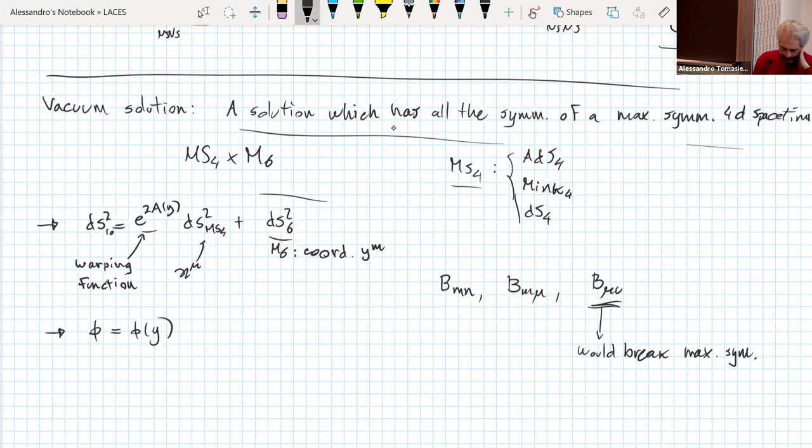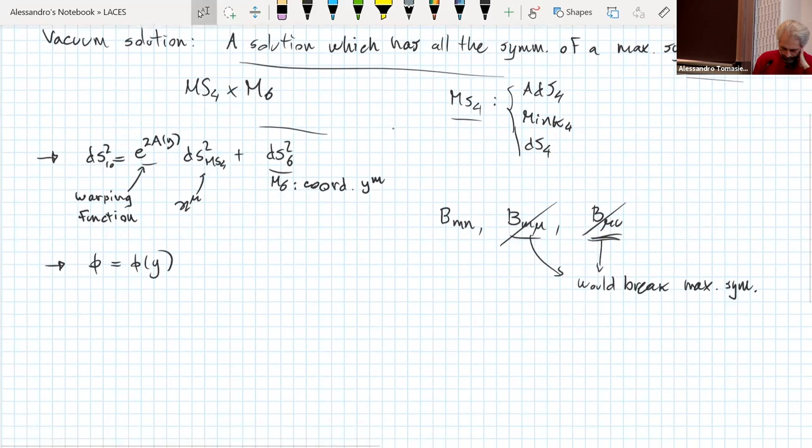It's easy to convince yourself of this in the Minkowski case, but also not so hard to see it in AdS, for example. Quite trivially, if you had, say, a B which only has components B12 and not B13, it would immediately break the symmetry under rotations. And same here. Because this would be seen in four dimensions as an object with a single index, so it would be a one form or a vector field. And there's, once again, no vector field which is invariant under all the symmetries of a maximally symmetric space. So both of these would break maximal symmetry and hence we set them to zero on the vacuum. In other words, B is a purely internal form.